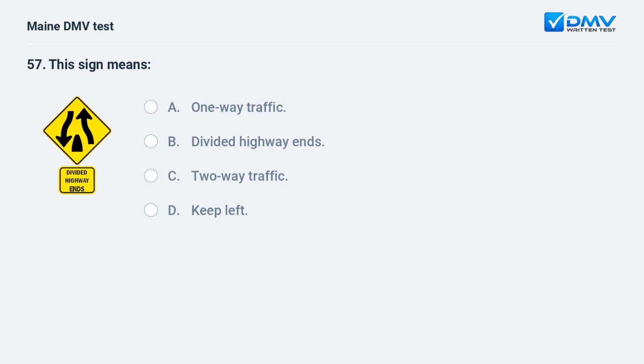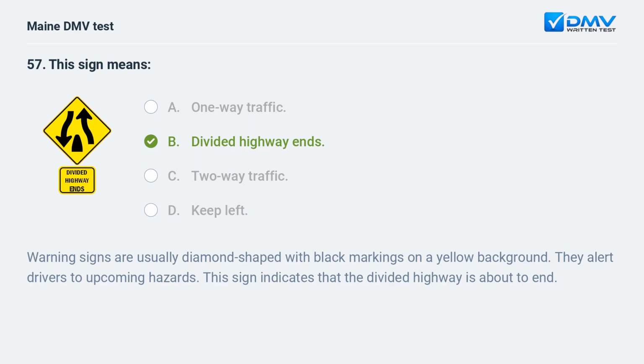This sign means A. One-way traffic. B. Divided highway ends. C. Two-way traffic. D. Keep left. B. Divided highway ends. Warning signs are usually diamond-shaped with black markings on a yellow background. They alert drivers to upcoming hazards. This sign indicates that the divided highway is about to end.